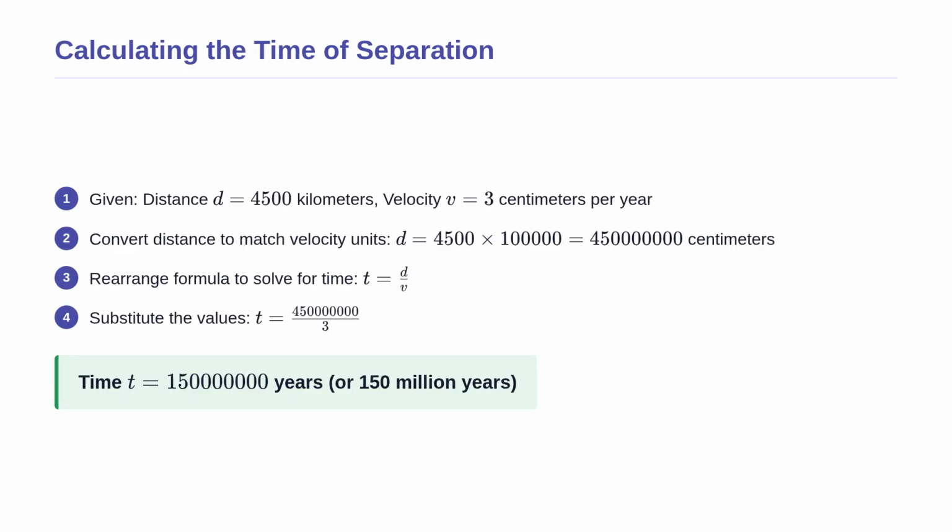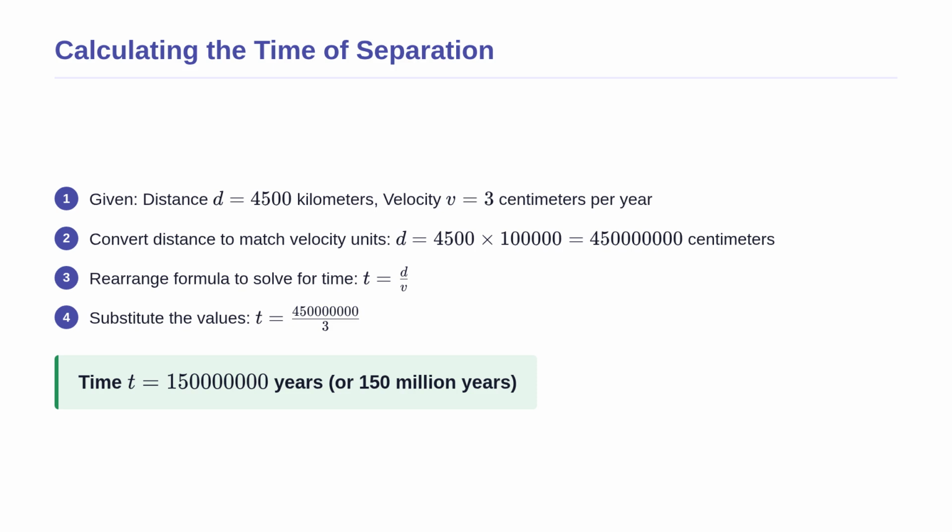Let us apply this formula to a real-world scenario. Imagine the coastlines of South America and Africa are currently separated by a distance of 4,500 kilometers. Geological evidence suggests they are drifting apart at an average rate of 3 centimeters per year. We want to find out how many years ago they began to separate.